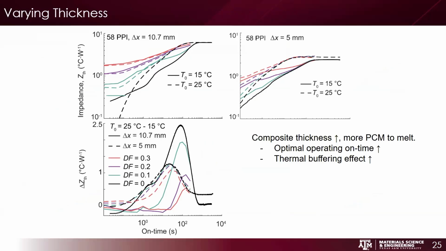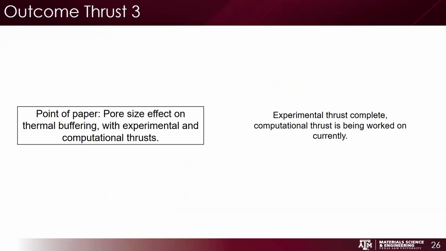Next, we can look at the thickness of the composite. The solid lines would be a thicker composite, a larger distance between the hot and the cold side. What we see within the system is there's more PCM to melt because there's more volume of PCM at the same volume fraction and same pores per inch. So the optimal operating on time increases. It shifts to longer on times, as well as the overall thermal buffering effect of the system increases, which makes sense.